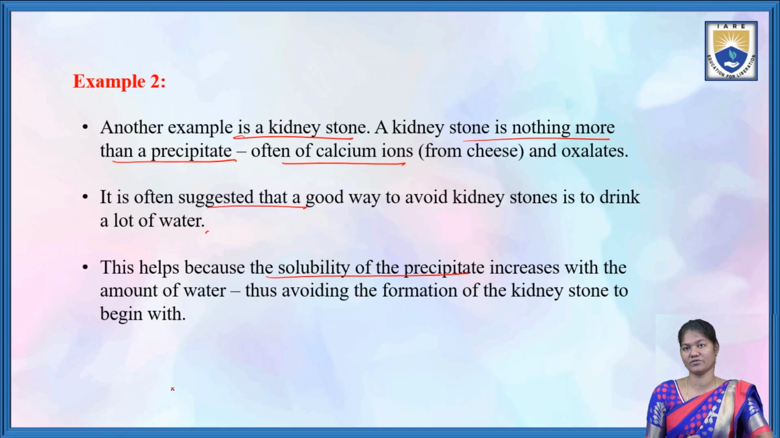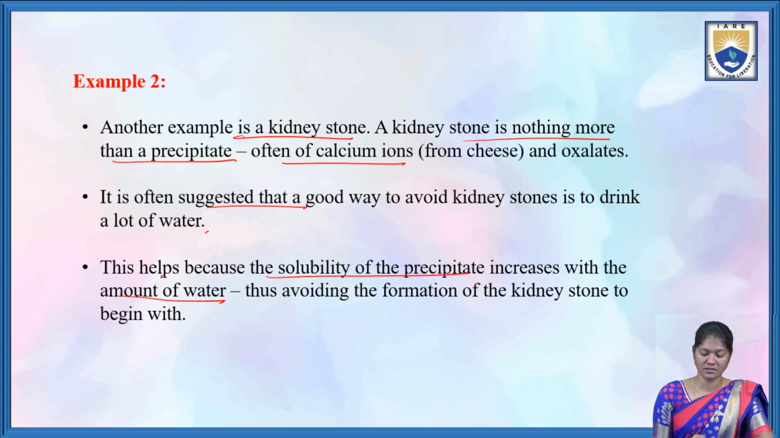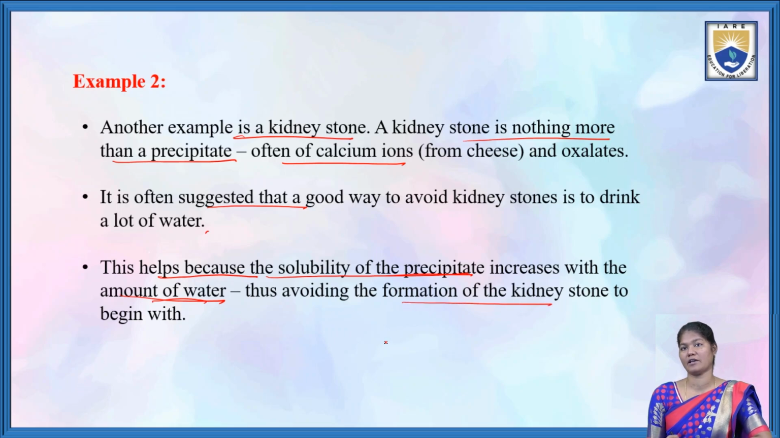Taking a lot of water helps because the solubility of the precipitate increases with the amount of water. As we drink more water, the leftover precipitate can be dissolved. So by drinking more water, the solubility of the precipitate increases, and we can avoid the formation of kidney stones to begin with.